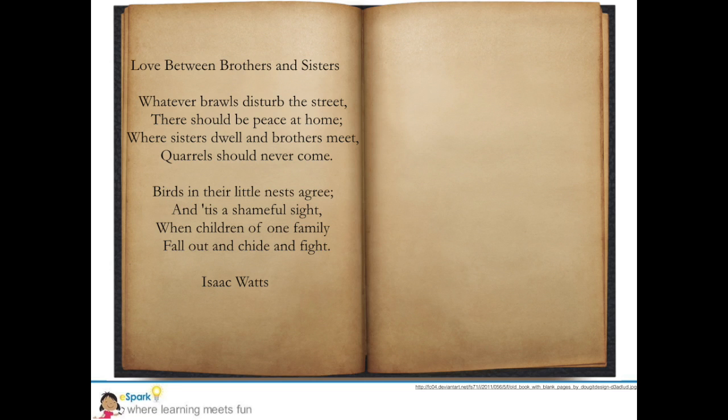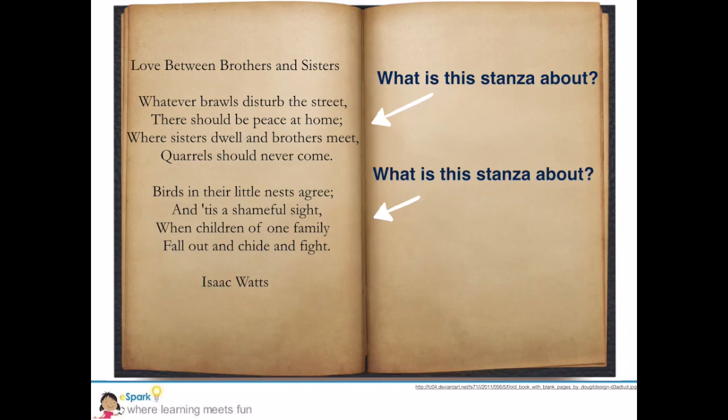and fight. Both of these stanzas have the same purpose, to express to the reader that brothers and sisters should not fight. However, just one of these stanzas alone would not send as powerful of a message. I'm going to look at the first stanza and think, what is this about? The first stanza introduces the reader to the theme, peace at home, and tells you that whatever is going on outside, it should not affect the members of the family.